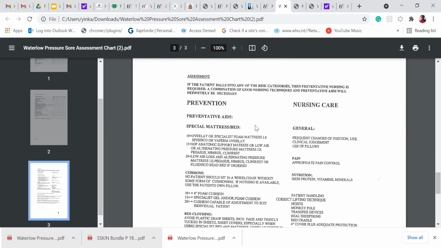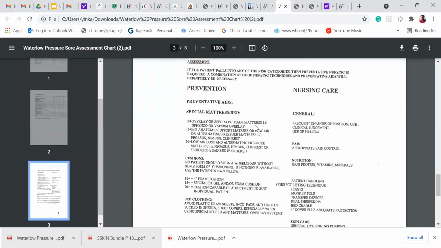And this requires a combination of good nursing techniques and preventative aids to prevent pressure sores. So look at this chart there. What are the preventative aids, and what will be your nursing care? Usually a specialized bed and mattress will be prescribed for patients that are at risk. For a patient with a score of 10 plus, an overlay or specialist foam material will be required. Your general nursing care will be frequent changes of position.